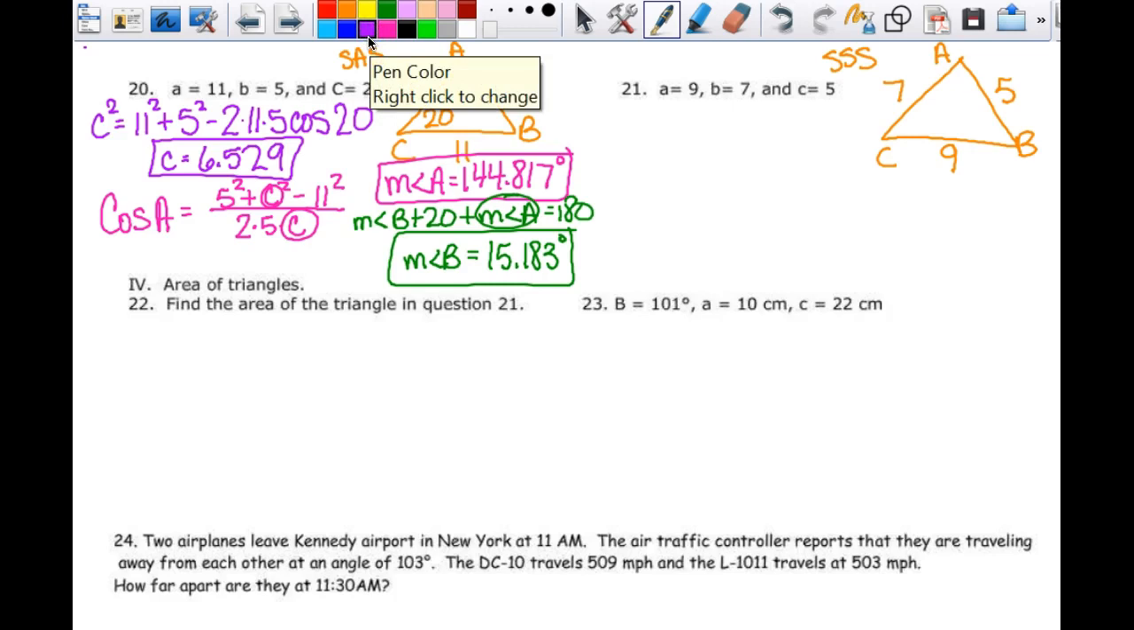I'm going to find an angle, so I can find whichever angle I want first, but it could be to your benefit to find the largest angle. The largest angle is across from the longest side. So A is the largest angle. We'll go ahead and go with that.